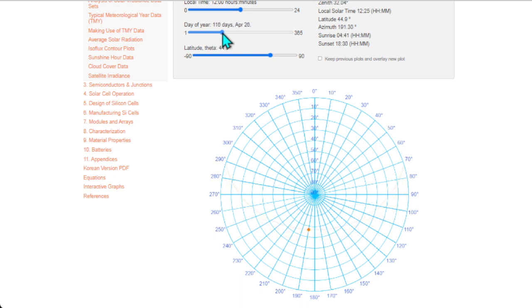At the solstice, near the end of June, it gets up to a little under 70 degrees, so about 68 degrees or so during the summer solstice. But look at that arc.